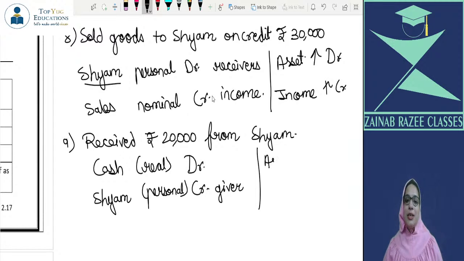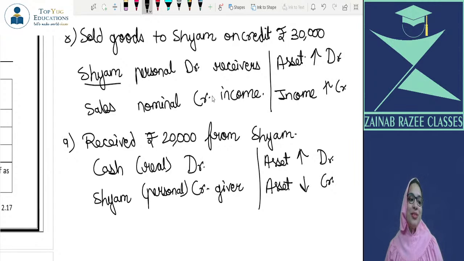Now cash is an asset. Asset increases, thus debit. Sham was an asset, but now this asset Sham has decreased. That is why credit.